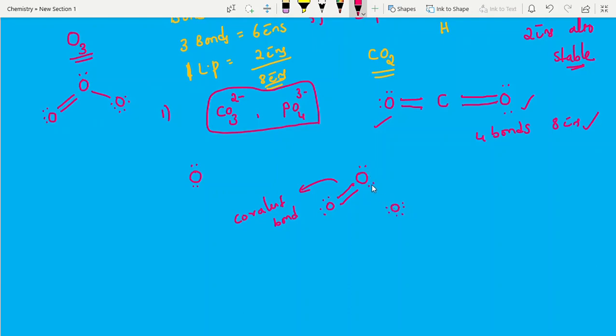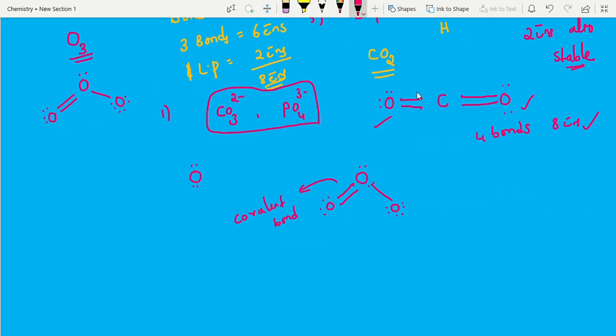That's why these electrons are given to this oxygen. That is why it forms a dative bond. So what is that? Coordinate covalent bond. Out of the 2 atoms, only one is sharing, the other one is accepting. So this is the way we write the structure. Clear, students?